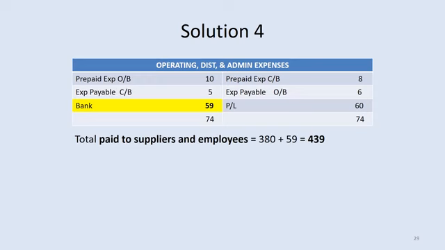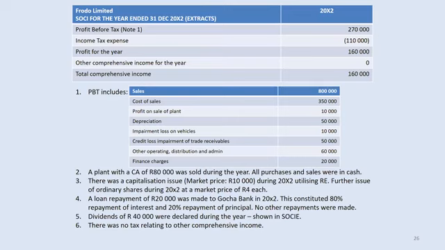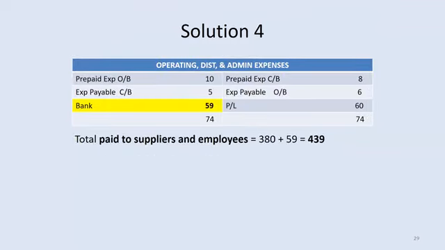And then they have here profit or loss 60. Where does that profit or loss 60 come from? Comes directly from our profit before tax note in additional information 1. Second last row in that table says other operating, distribution, and admin. That is what is important to us, because that is going to be some of the expenses that the business is physically paying during the financial year.